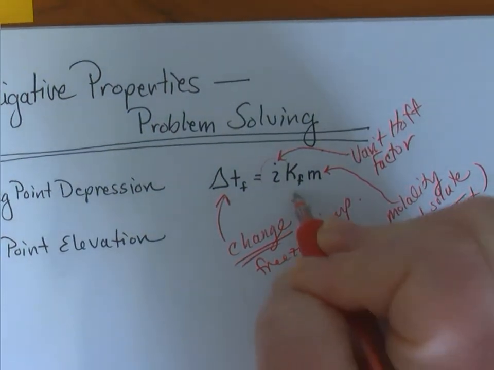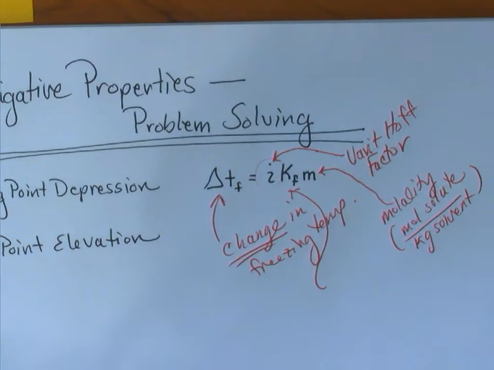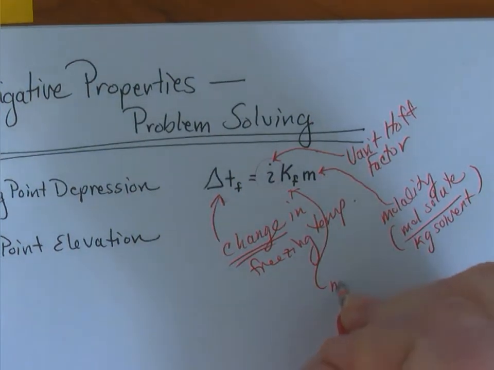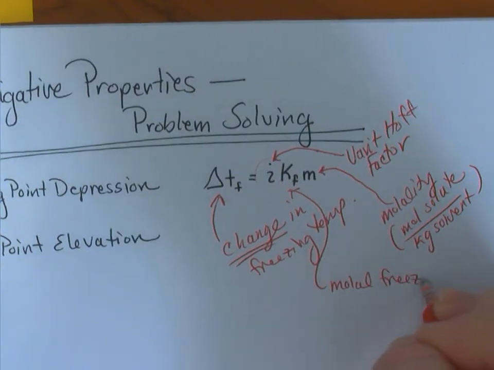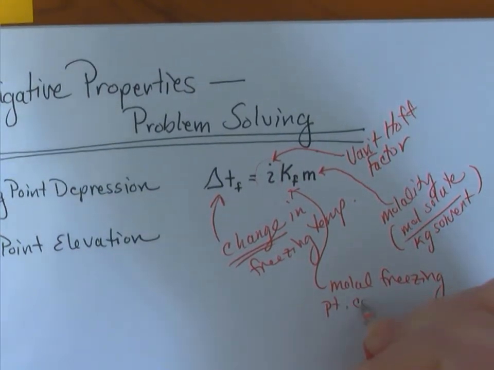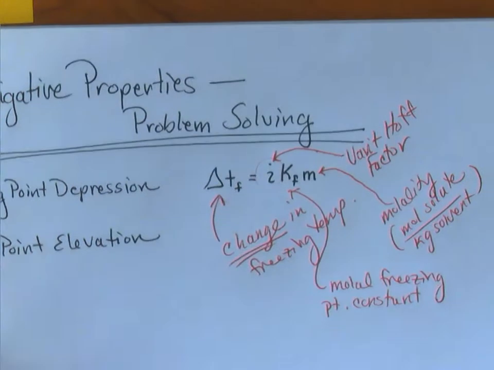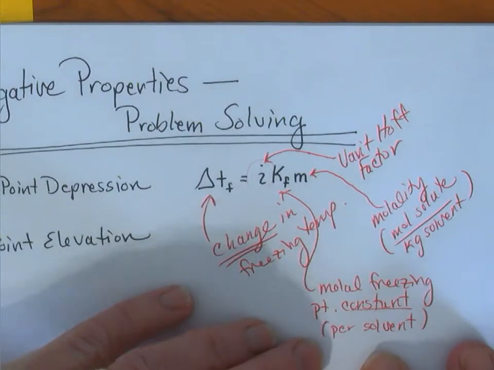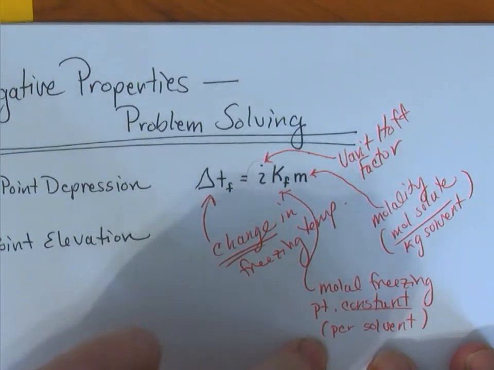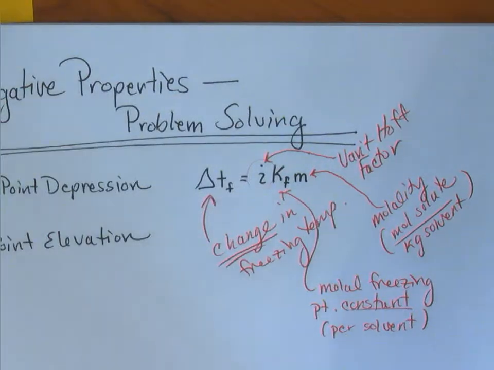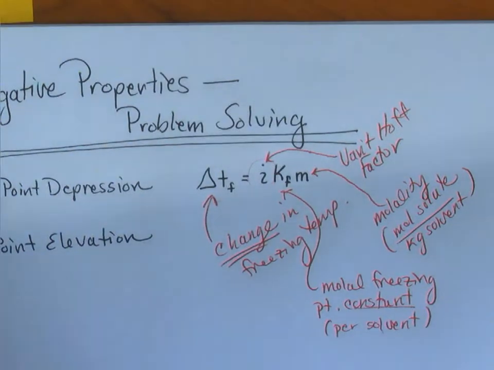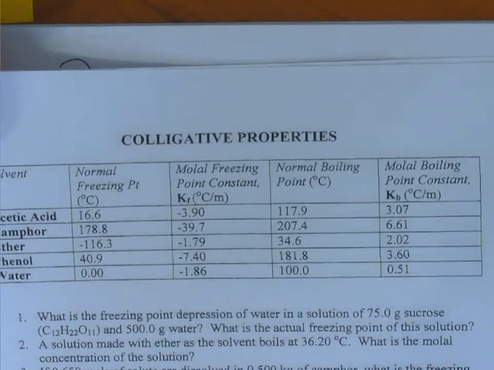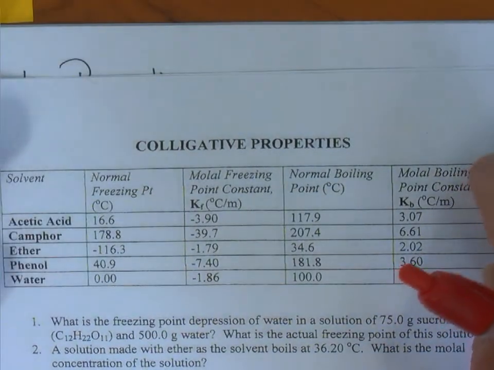All right, and what is this capital K, lowercase f? We refer to this as the molal freezing point constant. This has been experimentally determined per the solvent. So it's taking into account the specific heat of the solvent, the chemistry, and so on. Now these are constant values. They will be shared with you. So for example, on the first set of problems we're going to take a look at, right at the top, I give you a table.